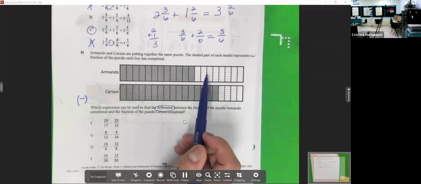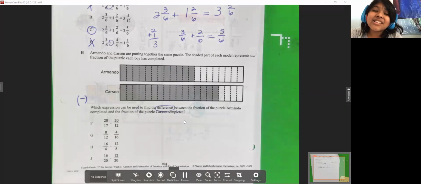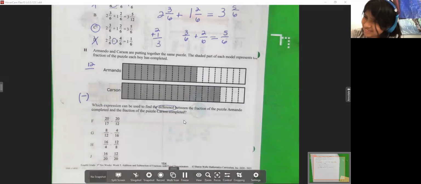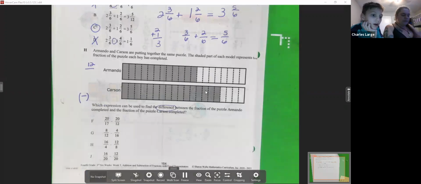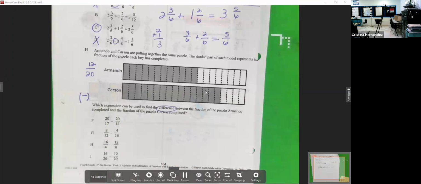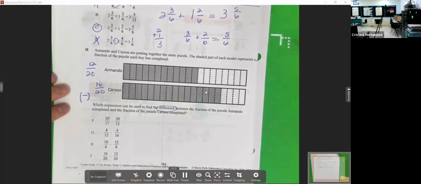So how much did Armando complete? How many parts of the puzzle did he complete? What's our fraction? 12 out of 20. Okay, good. And what about Carson? 16 out of 20. So we're subtracting. Which way are we putting this?